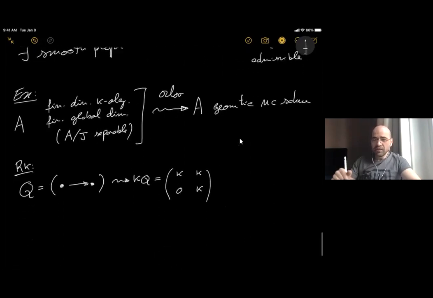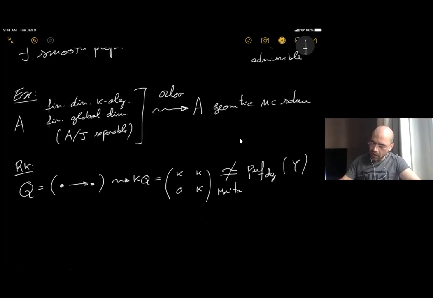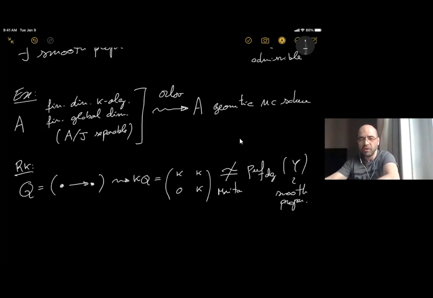But it turns out that this algebra here is actually not Morita equivalent to a DG category of this form with I being smooth and proper. Okay, so it's never of this form, but it sits inside one of those. So this is the kind of non-commutative objects that I'm interested in. They are close to commutative ones, but still more interesting than just the commutative ones.